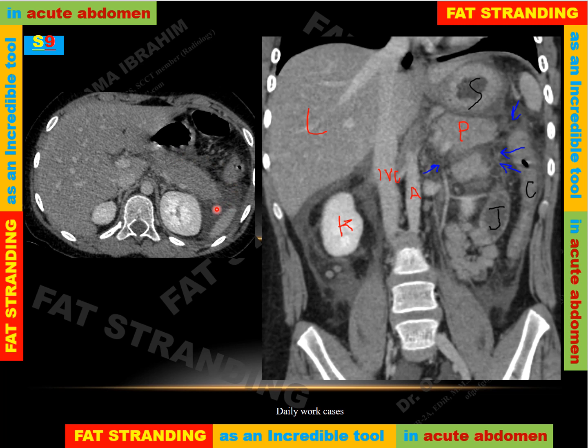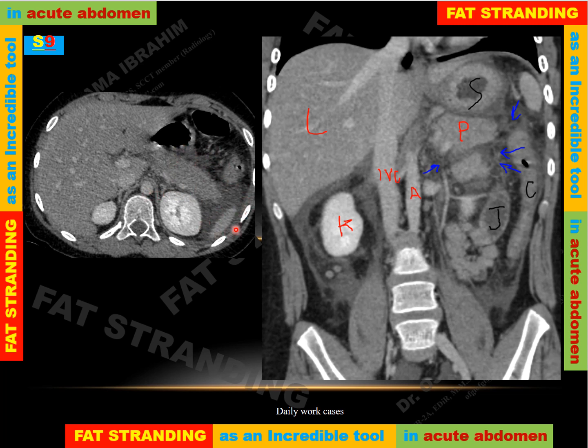Another scenario for fat stranding in the left upper quadrant, as we see in the coronal image here. There is fat stranding here. And this is the colon, and this is the jejunum, and this is the right kidney and liver. This is part of the stomach, and this is the body and tail of the pancreas. So this fat stranding is surrounding the pancreatic region, also confirmed here from this axial imaging.